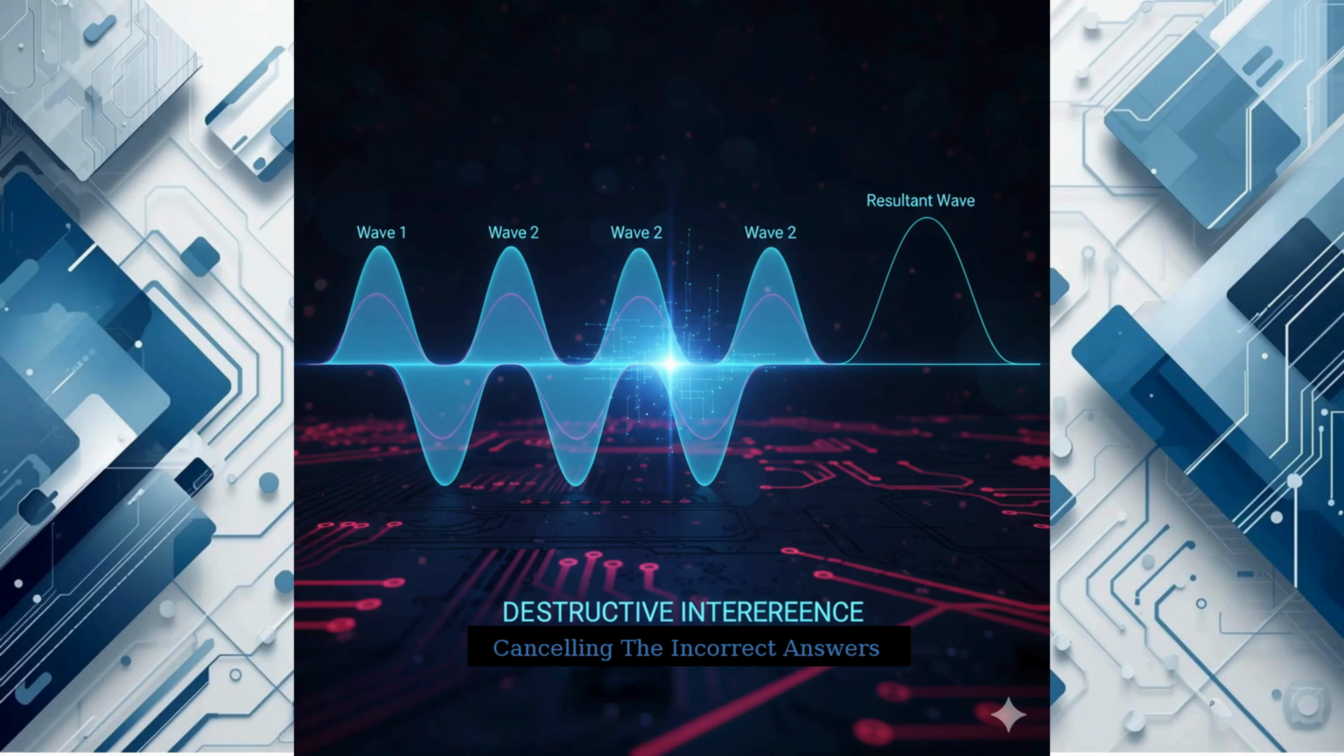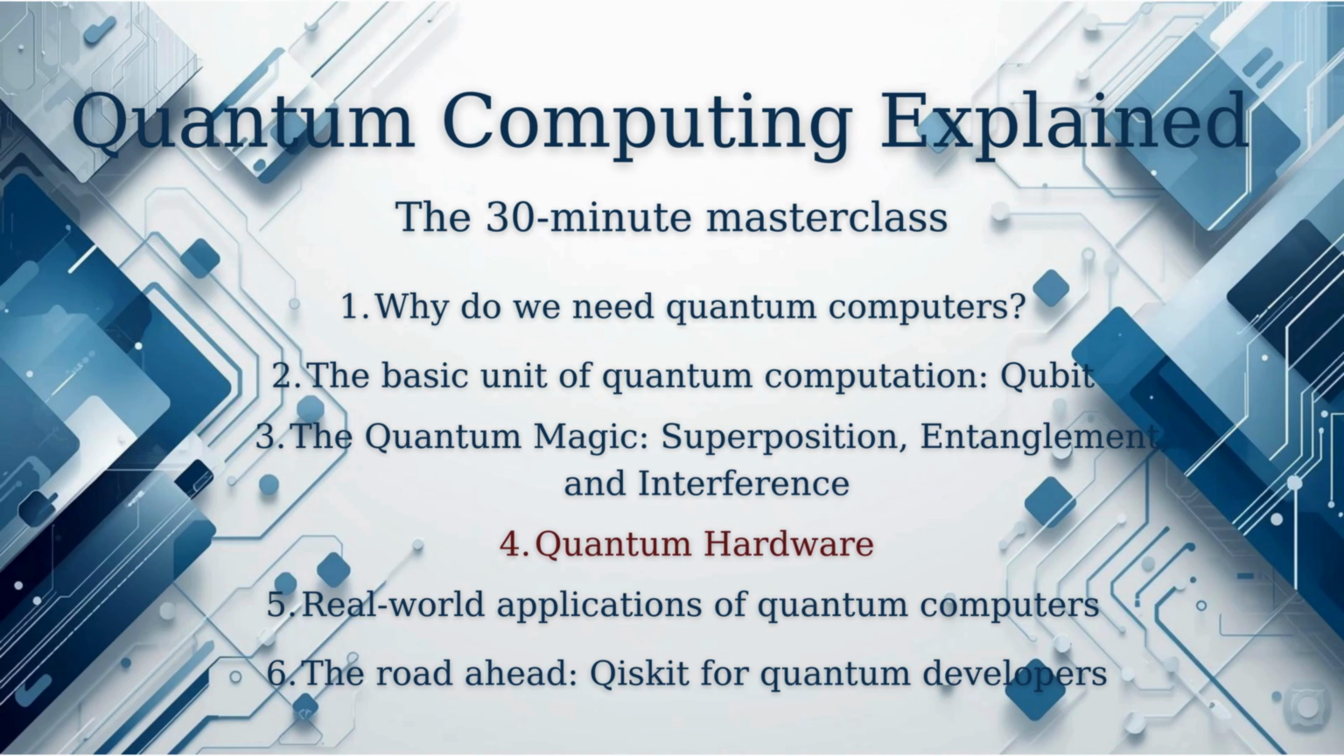Similarly, when the peak of a wave coincides with the valley of another wave, they cancel each other. We call it destructive interference. In quantum algorithms, we often use destructive interference to cancel out the incorrect answers. Now, let's discuss quantum hardware.